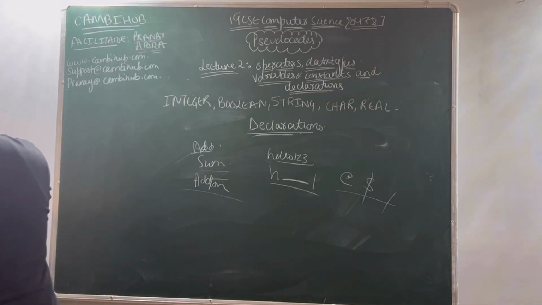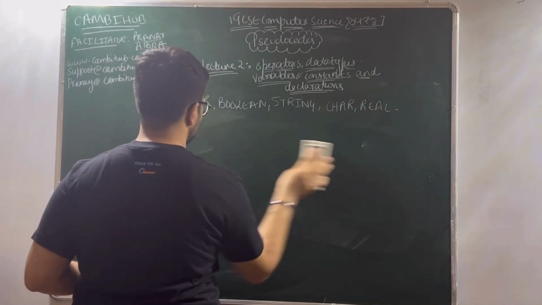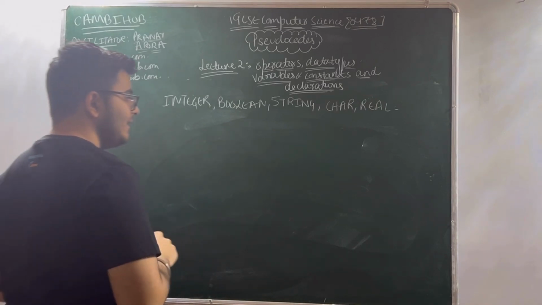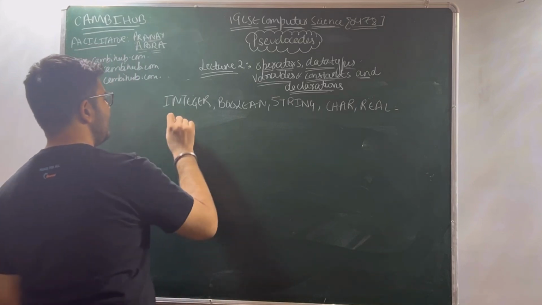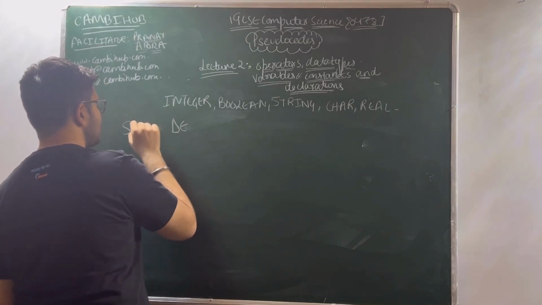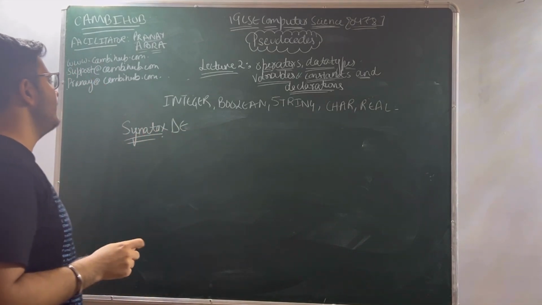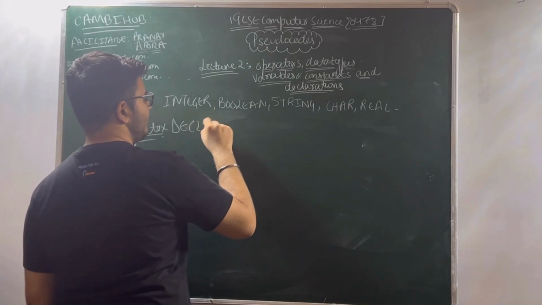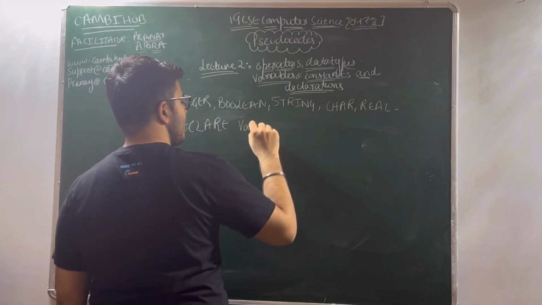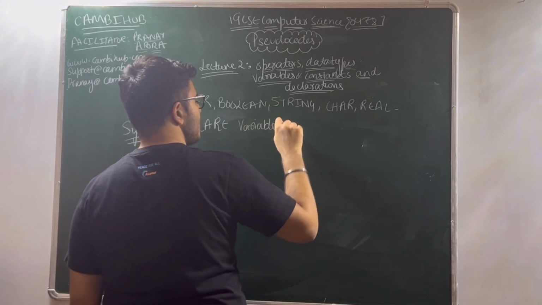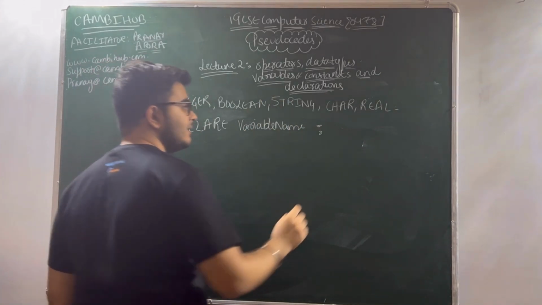How do you declare a variable? Let's see that. To declare a variable, you will write in capitals, because all of the key terms we write in capitals in pseudocode. So you write in capitals. This is the syntax. Syntax means how you would write the code, a rough structure of it. DECLARE, variable name, whatever name you give to the variable, colon, its data type.